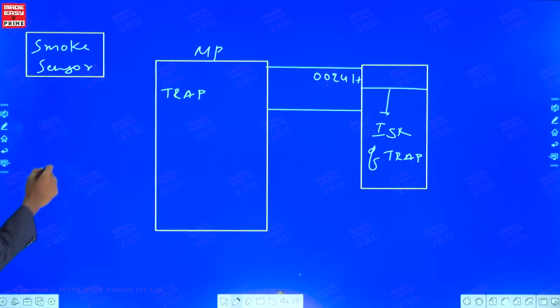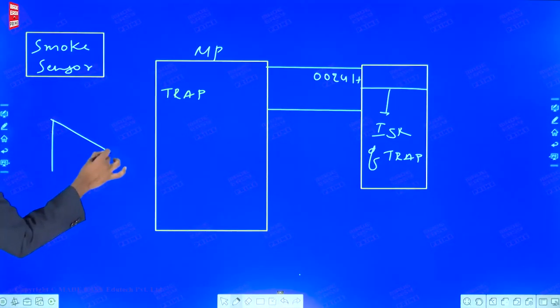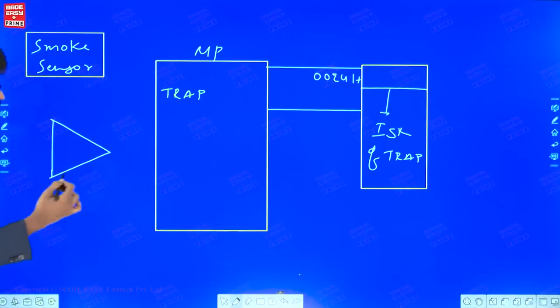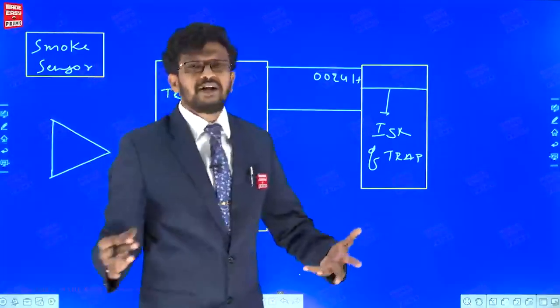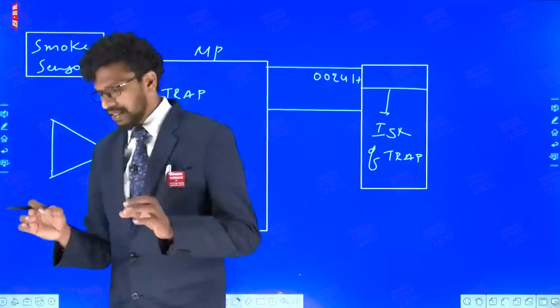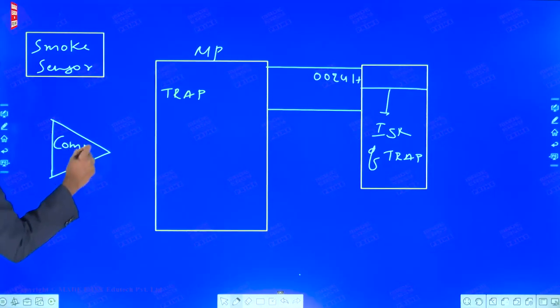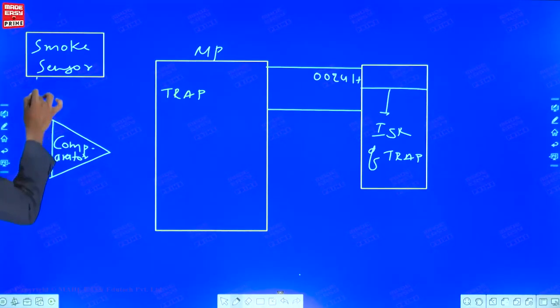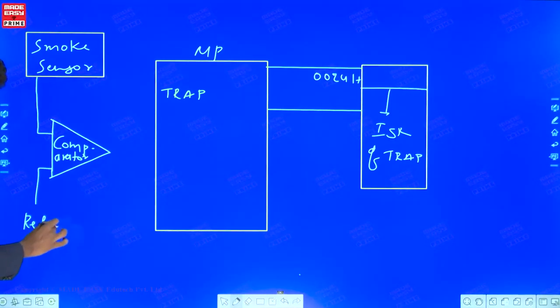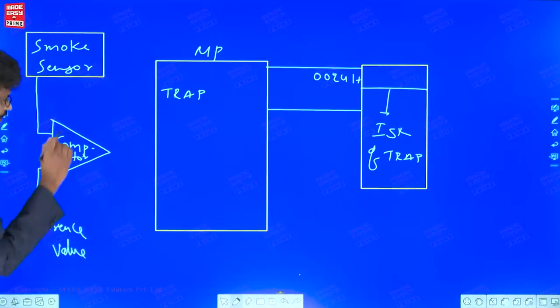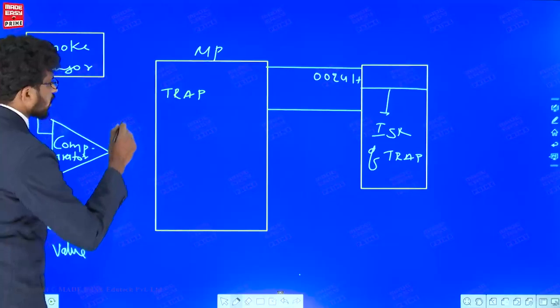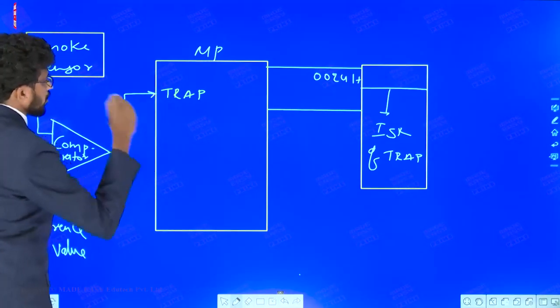And the signal out of this smoke sensor or fire sensor is given to some kind of comparing circuit, because even when there is no fire, due to dust and so on, some smoke may arise. So there will be some reference point for it. Let us take some comparator here. The output of the smoke sensor is given to this comparator, and it will always be compared with a certain reference value. And the output of this comparator is given to the trap.